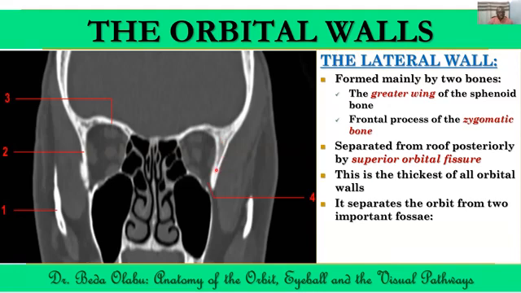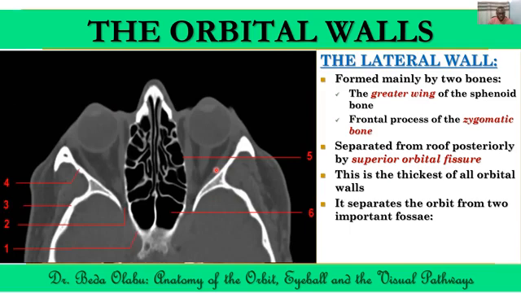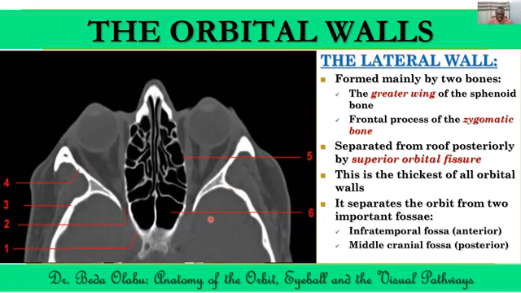The lateral wall of the orbit separates the orbital content from two important spaces. And this particular axial image shows us these spaces very well. So anteriorly, there's this space here. We call that region the infratemporal fossa. So there'll be temporal extending to the infratemporal fossa there. And posteriorly, we have the middle cranial fossa.